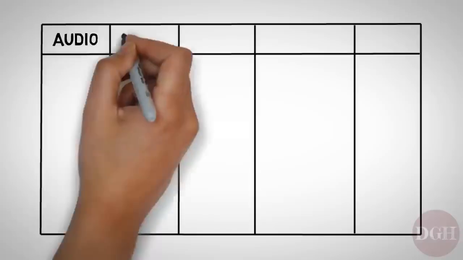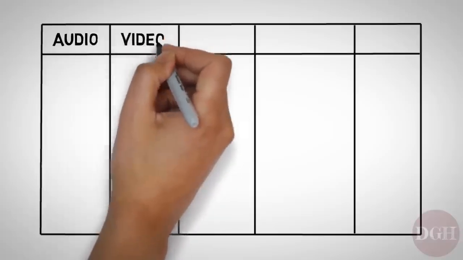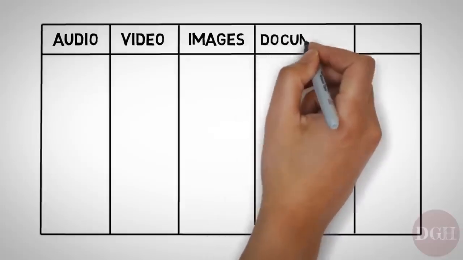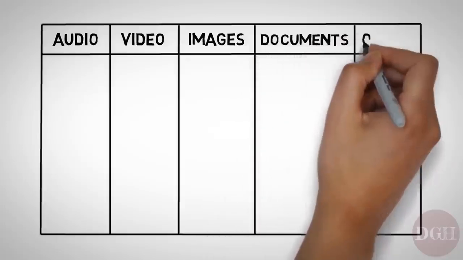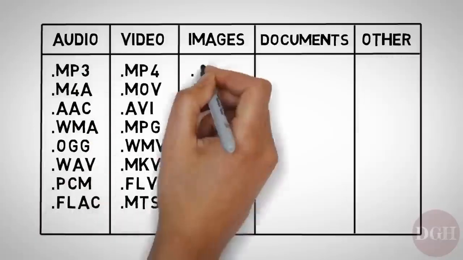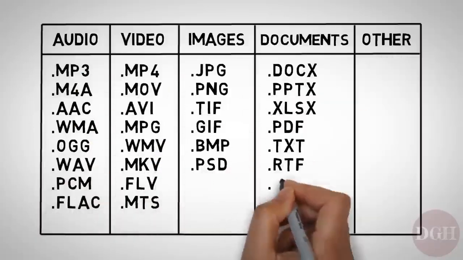Let's look at some common file extensions grouped by category. We've got some that are for audio, some are for video, some that are for images, some that are for a variety of types of documents, and then a few other important ones. This may look like a lot, but in reality, there are actually many, many more.